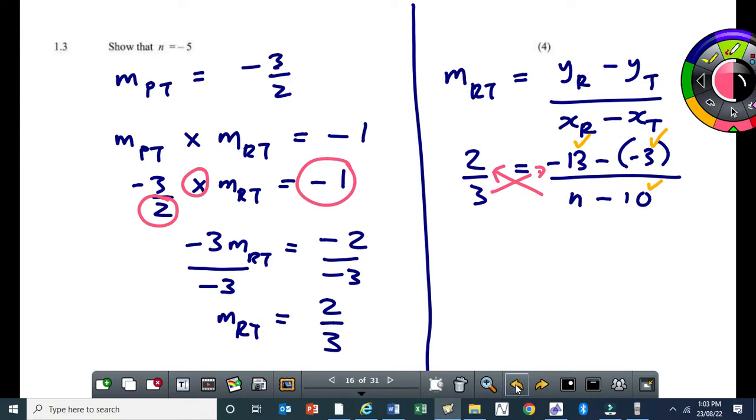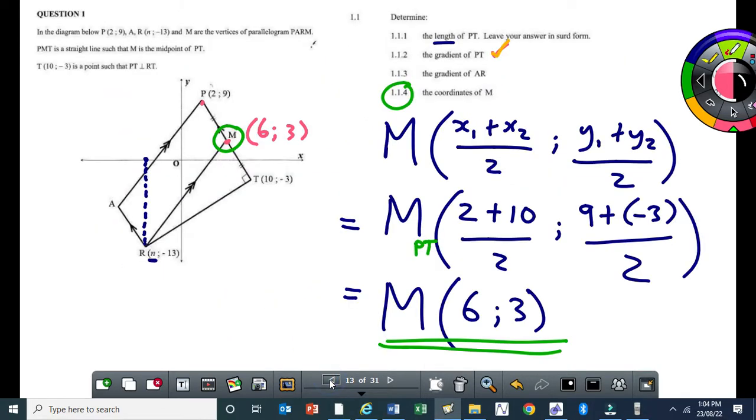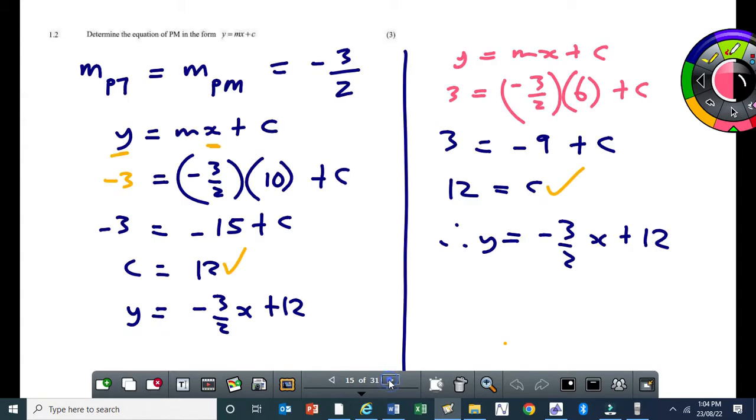I think my substitution here is fine. Then YR, let's just check. YR is negative 13. YT is minus 3. So minus 13 minus 3. Okay, I see the mistake.